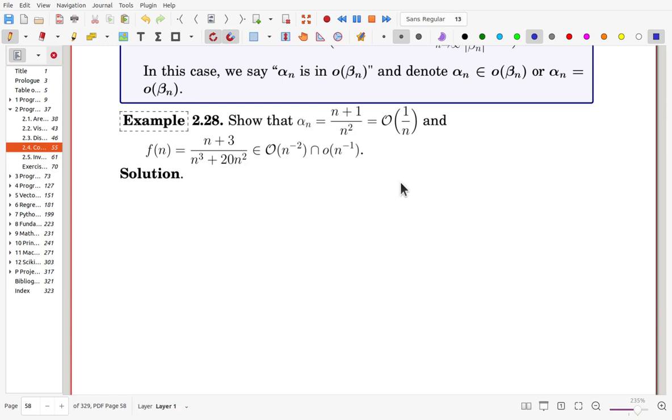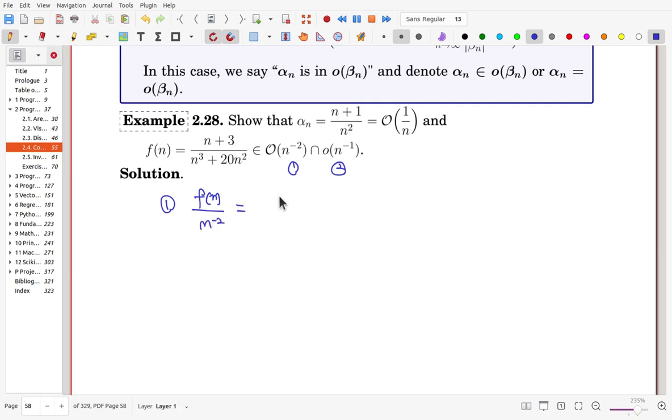That means that here f of n is big O of n to the minus 2 and simultaneously little o of n to the minus 1. So we'll try to show two parts for this one. That is the first part, and that is the second part. For the first part, now f n over n to the minus 2.